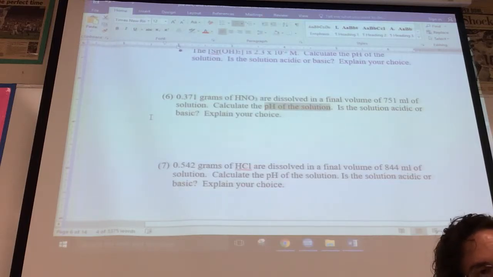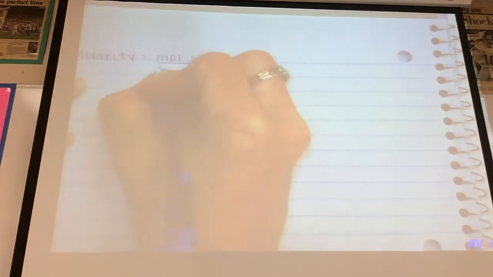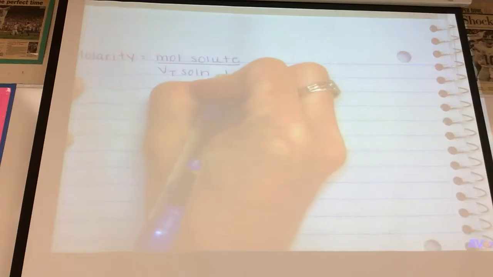What formula do we use to calculate the pH of a strong acid? pH is equal to negative log of the concentration of proton, correct. So we're given a strong acid that ionizes completely, so whatever the concentration of nitric acid is, that is the concentration of proton. We're given the mass and we're given the volume. If we wanted to find the molarity, which is a unit of concentration, molarity is equal to moles of solute over the total volume of solution in liters.